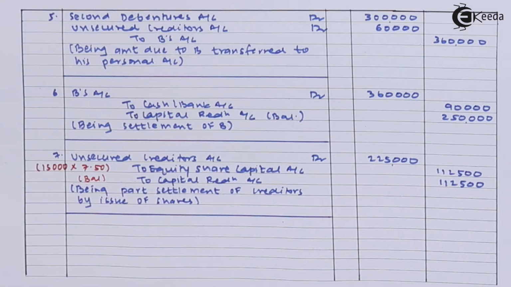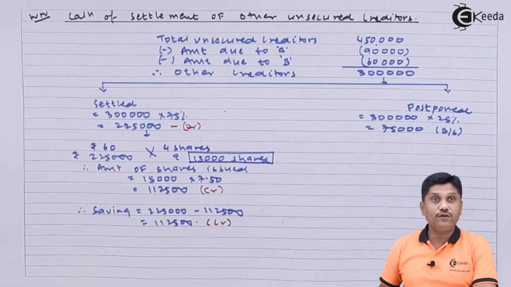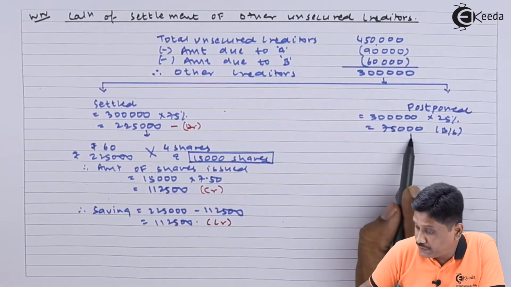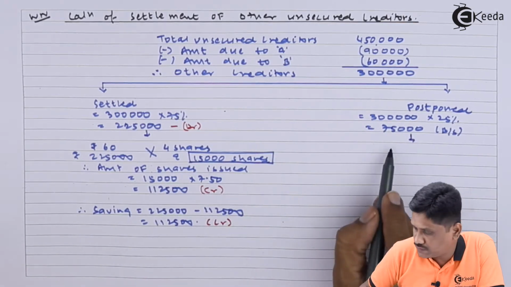Let me take you back to your working note again. एक बार वर्किंग नोट वापस देख लो. ये आपने डिसाइड किया था और उसका सेकेंड पार्ट क्या था, let us check out. You can notice remaining 25% is postponed and it is to be paid after 3 years.